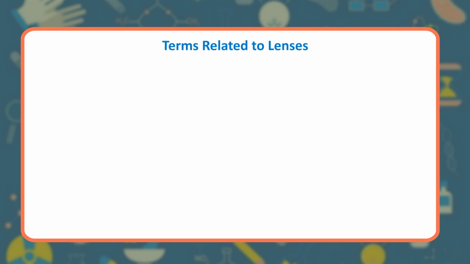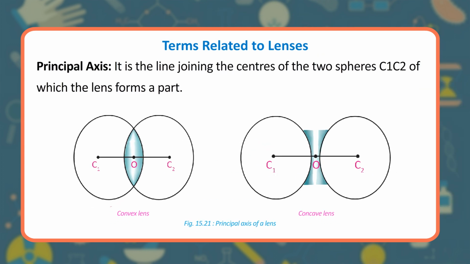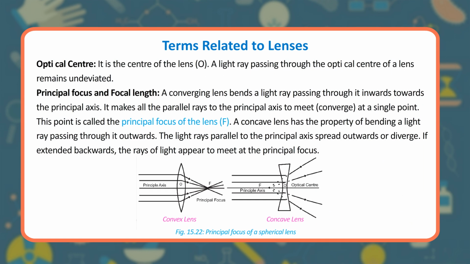Terms related to lenses. Principal axis. It is the line joining the centers of the two spheres, C1 C2, of which the lens forms a part. Convex lens. Concave lens. Optical center. It is the center of the lens, O. A light ray passing through the optical center of a lens remains undeviated.